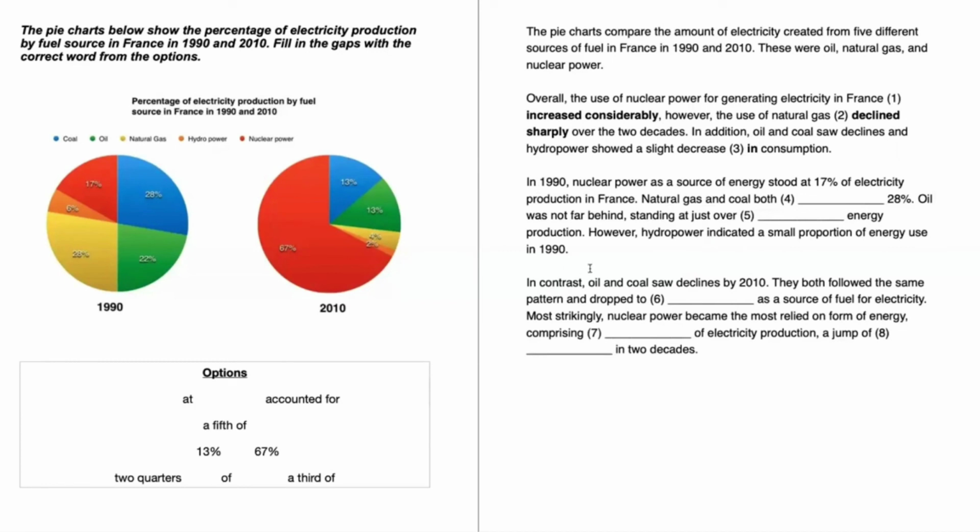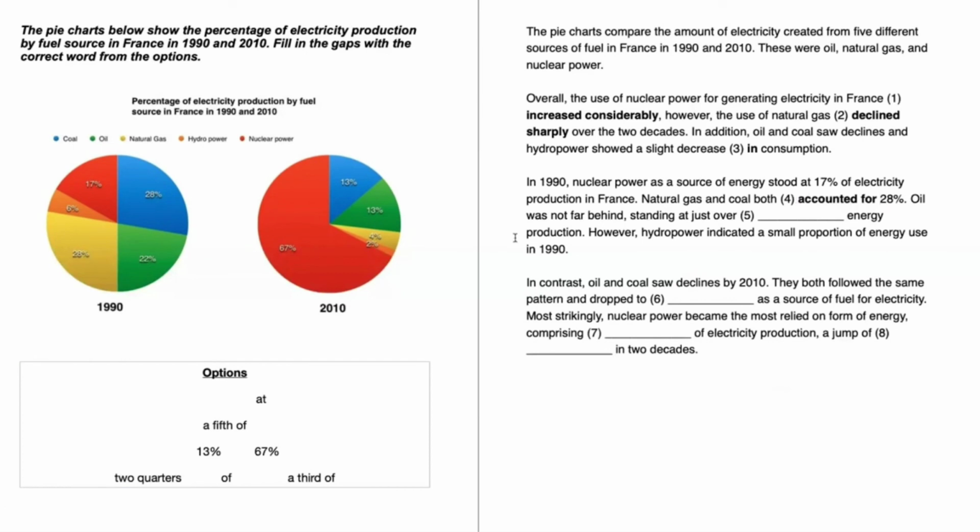Let's go ahead into our first body paragraph. In 1990, nuclear power as a source of energy stood at 17% of electricity production in France. Natural gas and coal, both blank, 28%. And so again, this is just a different way to say what the data is or what the data was. And so the best option here would be accounted for, because we still need a verb, and to account for something is an excellent verb.